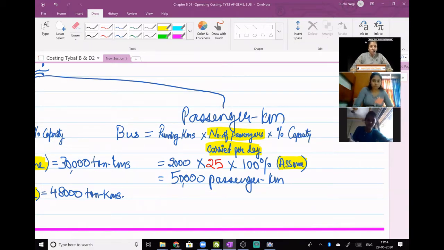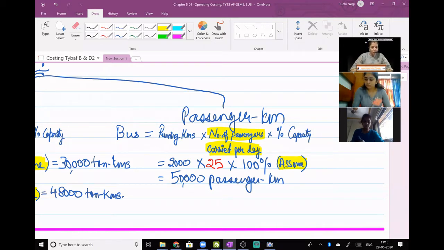So this is my mandatory working note in every sum. Running kilometers we have to find. If we don't have to find it, then it will surely be in the question paper, find it. Then we have to calculate either passenger, running or ton kilometers depending on the question.